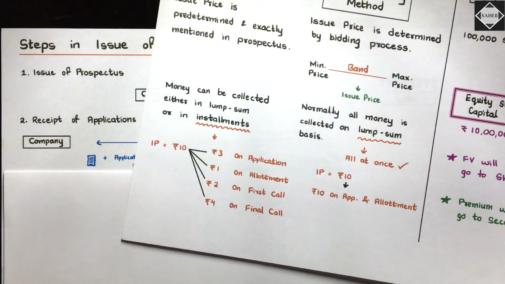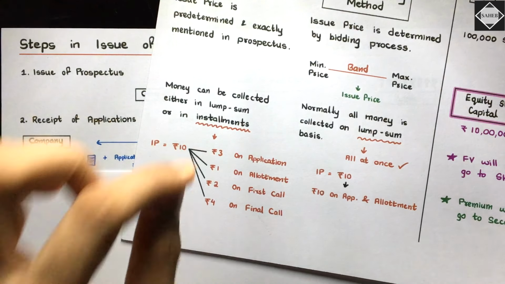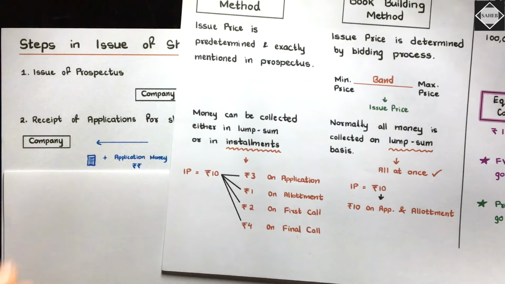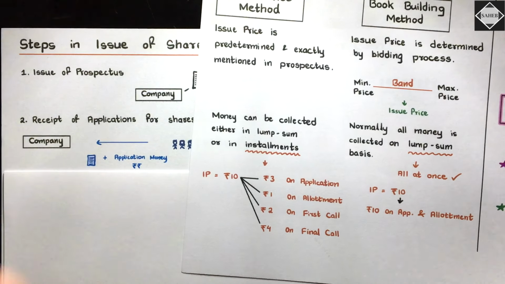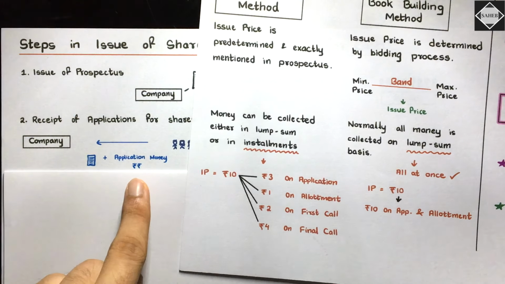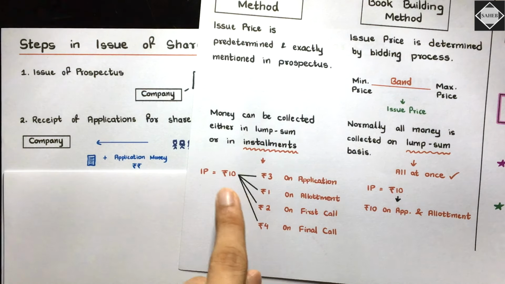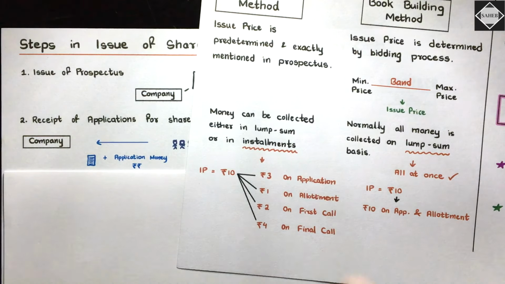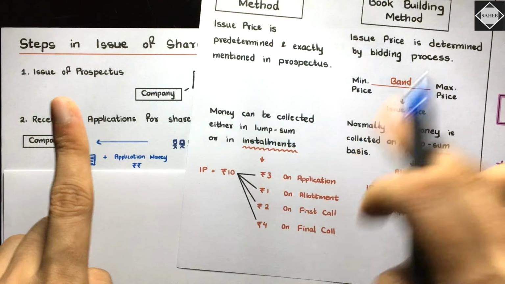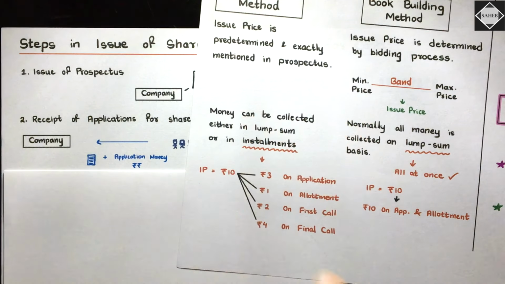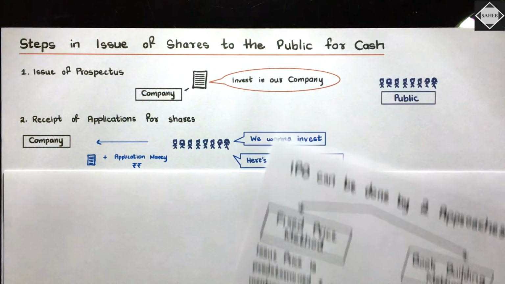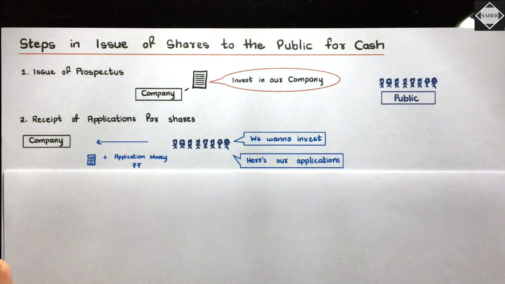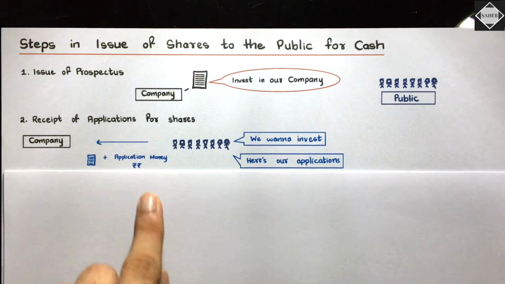Let's just say there is one shareholder who wants to buy 100 shares of our company. So he has applied for 100 shares. He says in his form, I want 100 shares and here is my application money. What is application money? We have said in the prospectus, our issue price is 10 rupees, and on application you have to pay 3 rupees. He wants to purchase 100 shares, 100 shares into 3 rupees, that is 300. So 300 application money he has given us. In stages we will receive the money.